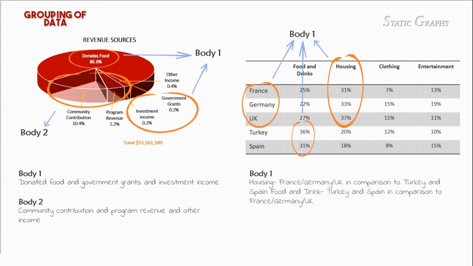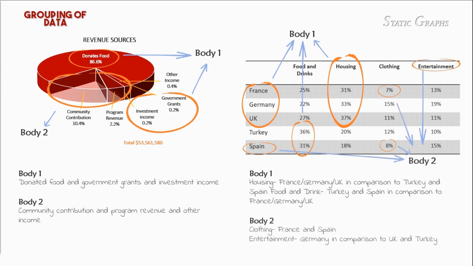For a table, we group our data in this way. In body 1, housing in France, Germany, UK, in comparison to Turkey and Spain, and food and drink in Turkey and Spain, in comparison to France, Germany, UK, while in body 2, clothing in France and Spain, and entertainment in Germany, in comparison to UK and Turkey.